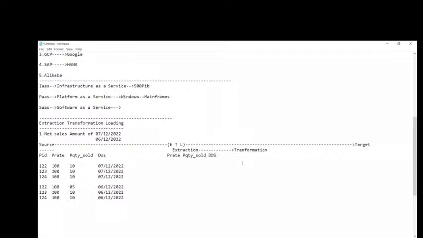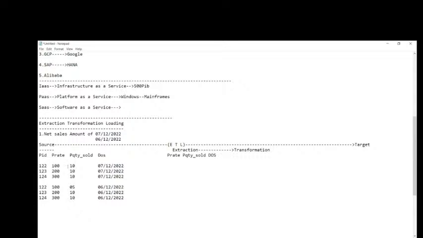Now the next process is transformation. Can you tell me how transformation works? Transformation is the process of data summarization. Here you can see 100 rupees is the rate, and 10 is the quantity.